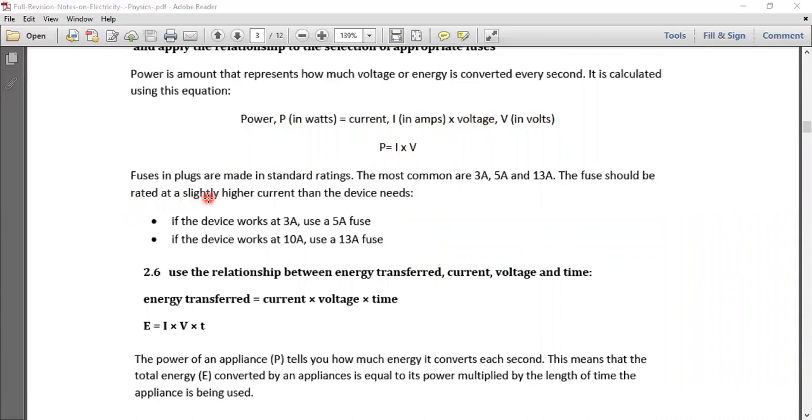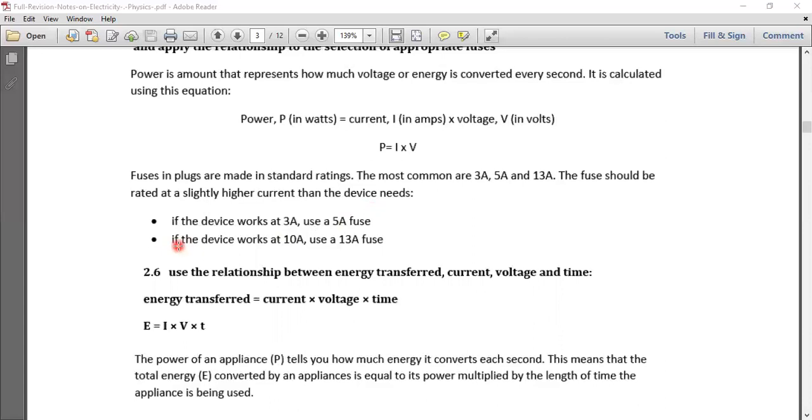Fuses in plugs are made in standard ratings. The most common are 3 ampere, 5 ampere, and 13 ampere. That is, the fuses come in only these three values. The fuse should be rated at a slightly higher current than the device needs. So if the device is rated at 5 ampere, you must install a fuse that is greater than 5 ampere. If the device consumes 2.2 ampere, you must install a fuse that is above 2.2 ampere. That means the fuse value must be greater than the current value of the device.